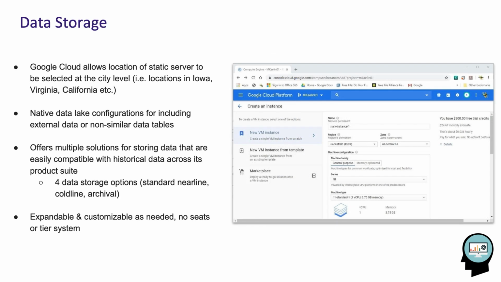Data storage: the great thing about this situation is you don't have to sign up for a plan. If you use Adobe, you have to sign up for a certain amount of server calls and whatnot. If you use a Google server instance, you basically get to decide how much data you need to use and expand that as it goes on. There's no contract that you have to sign per se to get started, especially for smaller systems.